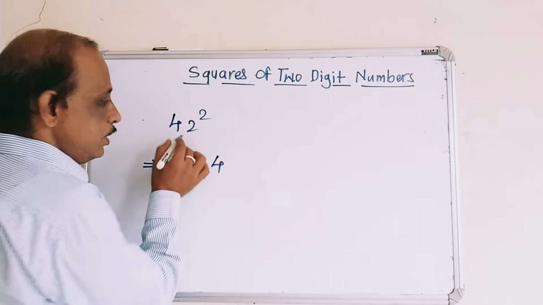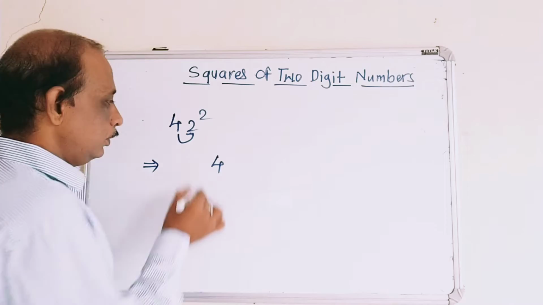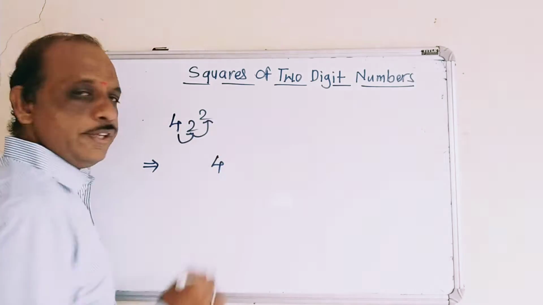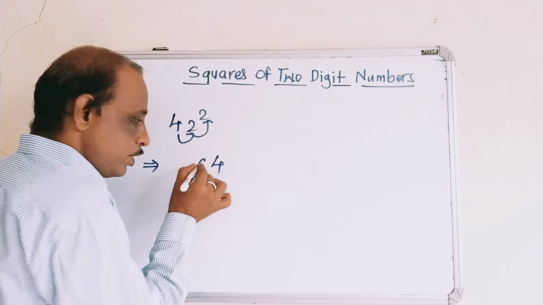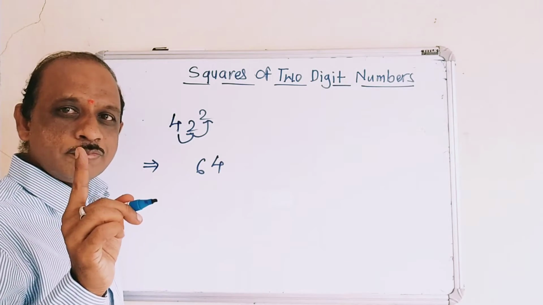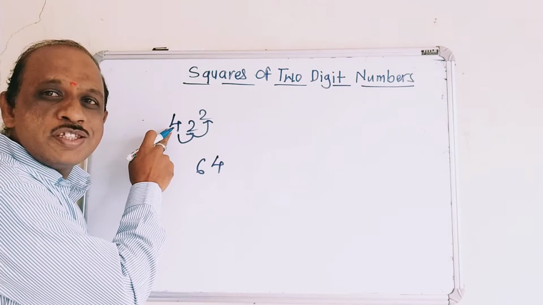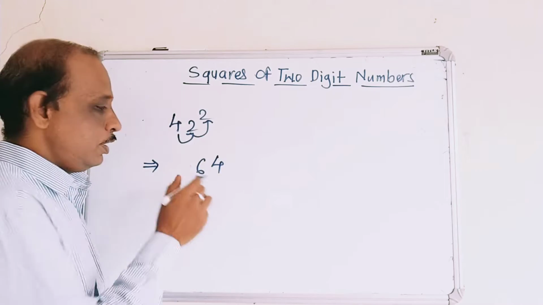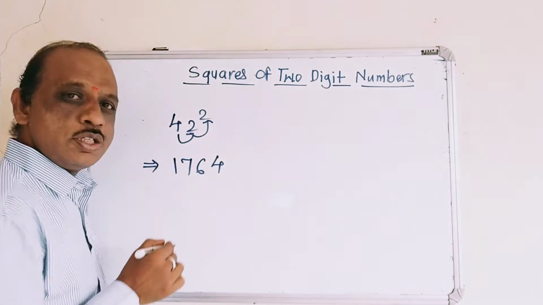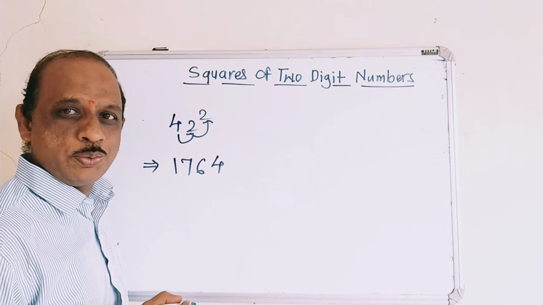Now the next thing is, you have to multiply this number, that is 4 into 2, 8. Then 8 into 2, that is 16. Now I am getting 16, so I will write only 6. 1 will be carry. The next step is, you have to take the square of this 4. The square of 4 is 16 and 1 carry was there. So 16 plus 1, that is 17. That is 1764, the square of 42.